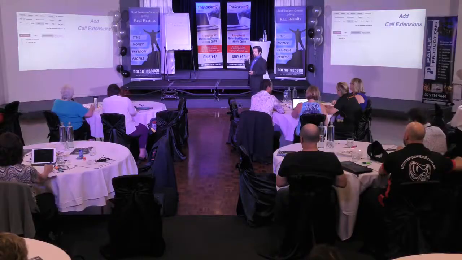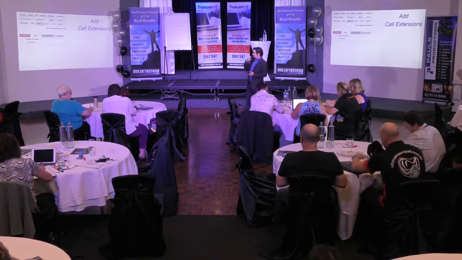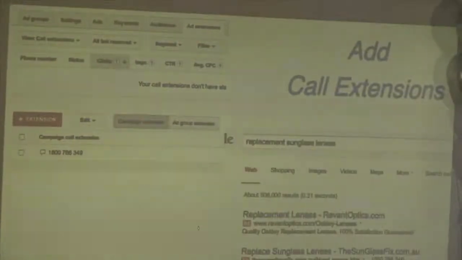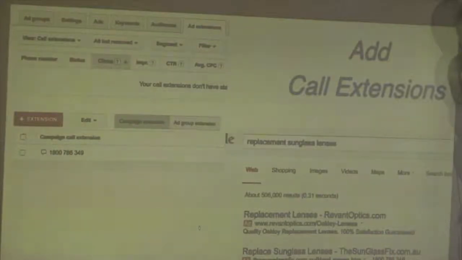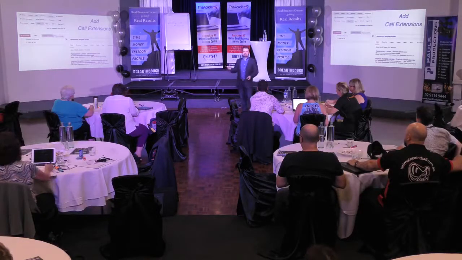The first one is what we call call extensions. Within Google AdWords, they've got this tab called Add Extensions, and you can say, I want to add a call extension. What that does is add a call number below your ad. Here in this example, replacement sunglass lenses, see this 1-800-786-349. If they click on that, it'll call. And it'll also track it as a conversion.